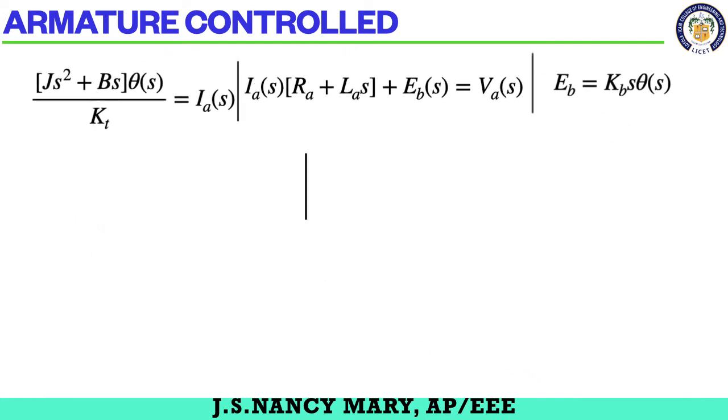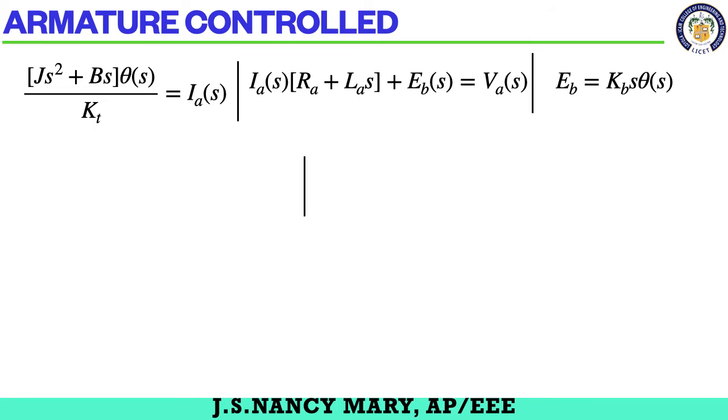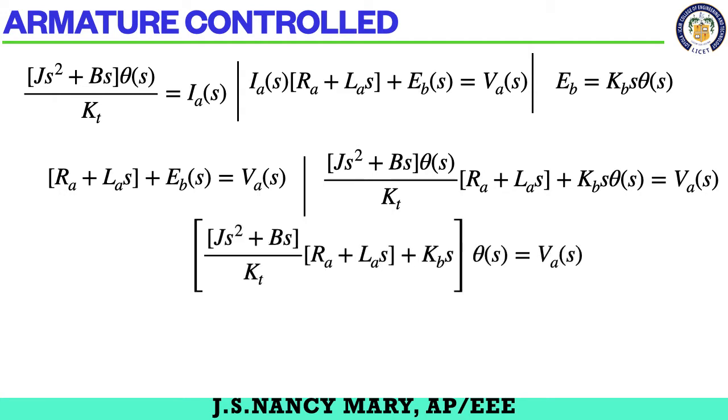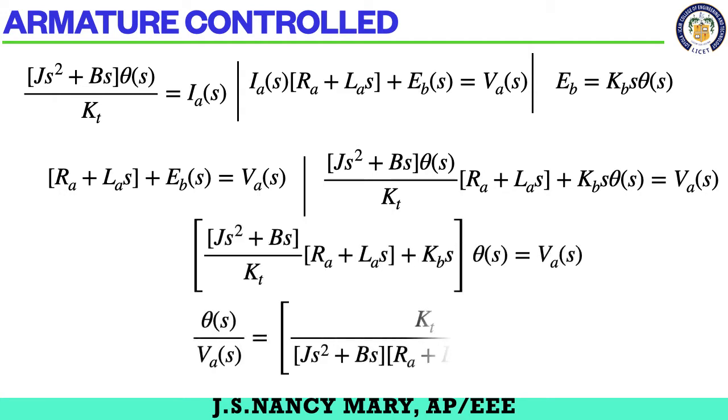Now substitute everything. Instead of Ia I substitute the J s square term, and instead of Eb I substitute Kb s theta of s, along with Va of s. So theta of s by Va of s is Kt divided by the denominator. This is the transfer function for armature control.